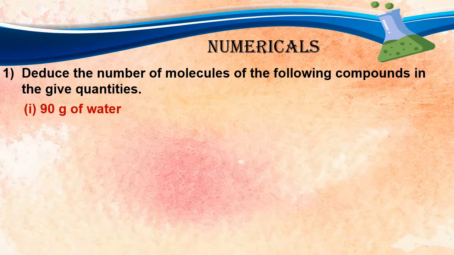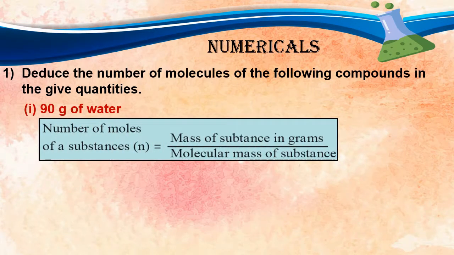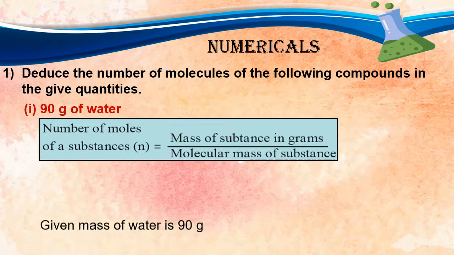For this, first we have to find out 90 gram of water is equal to how many moles of water. So to find out the number of moles, we have the formula. Number of moles of a substance is equal to mass of the substance in grams divided by molecular mass of the substance. So here we have the mass of the substance in grams is 90.